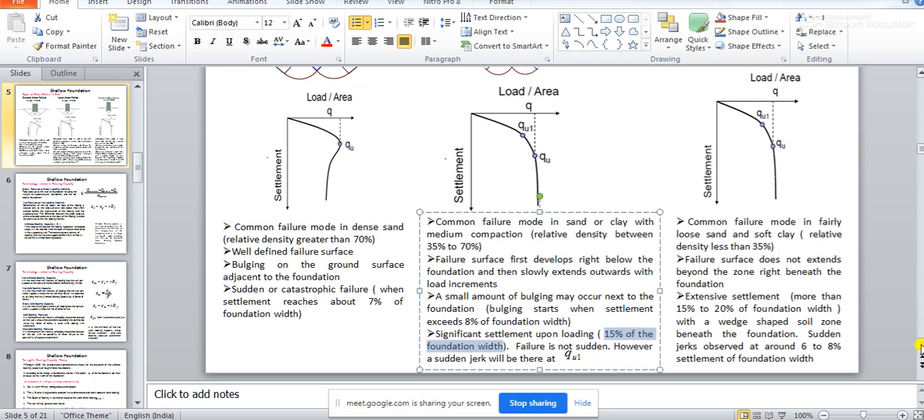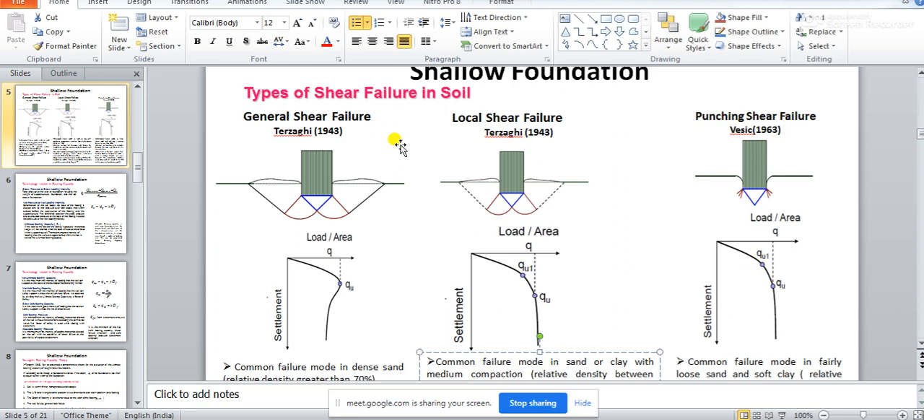Okay. So there will be gradual failure, but at a certain point there will be a jerk at this Qu1, and then there will be sudden failure of the foundation. So I hope you have now understood the difference between local shear failure and general shear failure. The primary difference you will be able to understand from these two figures.